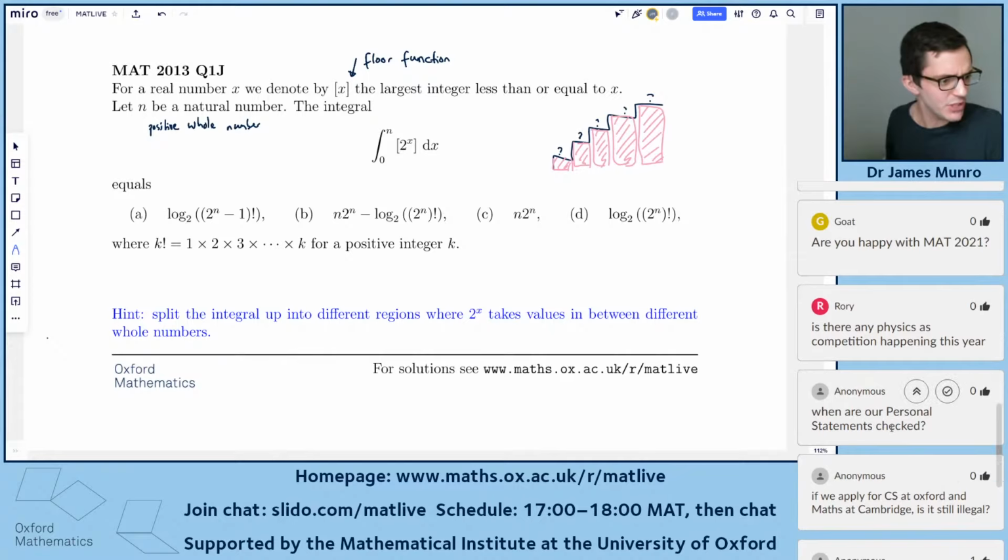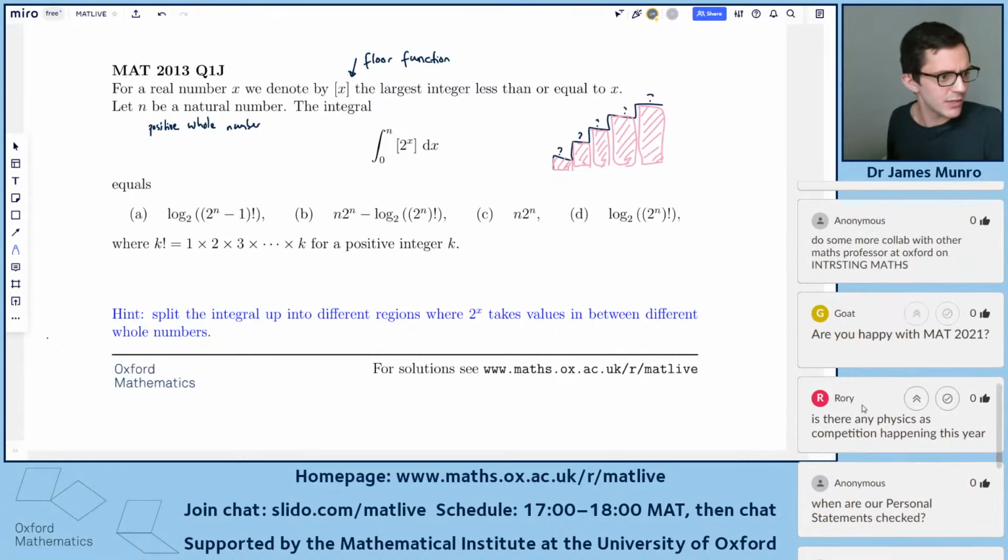When are our personal statements checked? So we look at your personal statements when we're doing shortlisting and also later on. But yeah, we look at your personal statement all the way through. We've got access to it at any point after you apply. But we look at it after the maths when we're shortlisting.